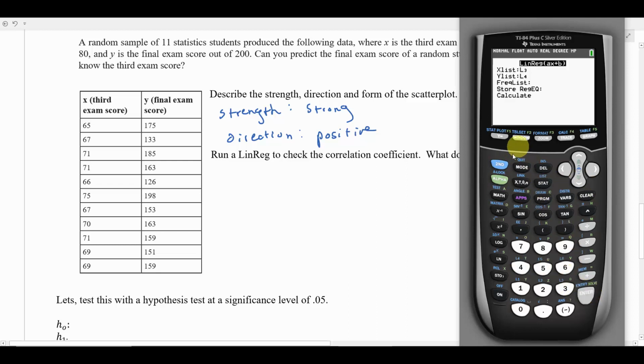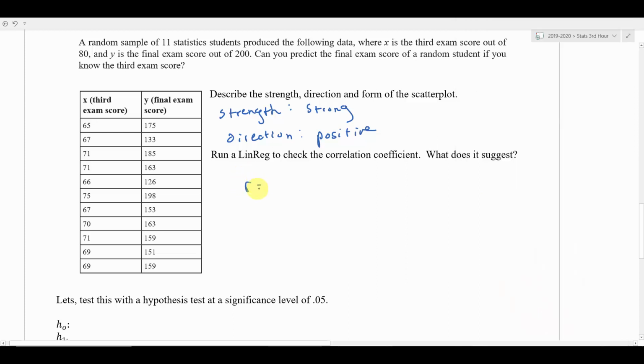And just for fun, I'm going to go ahead and put that line in there so I can see it. There we go. So we have a correlation coefficient of 0.66. Interesting. All right, so we got an R value of 0.66, and it looks stronger than that, honestly.